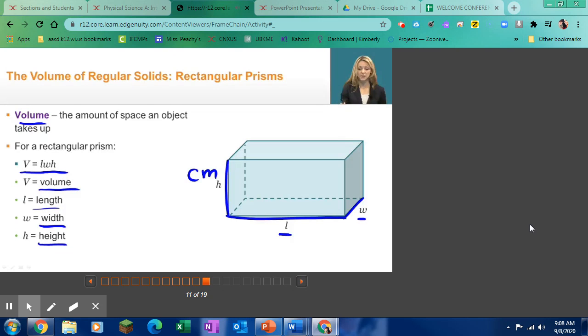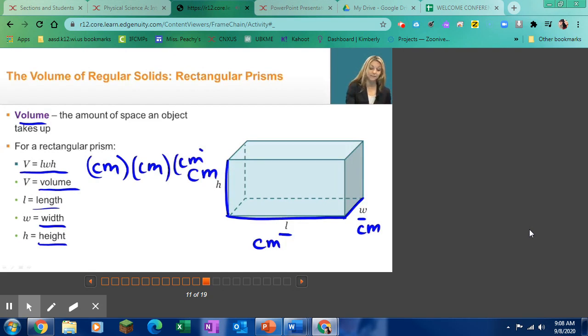Now, it's important to notice that we have centimeters. We need to have the same unit for each dimension in order to multiply them together. Since we're multiplying centimeters times centimeters times centimeters, our answer will be in centimeters cubed. So volume will always be in centimeters cubed, or if we're measuring something larger, it might be in meters, in which case the answer would be in meters cubed.